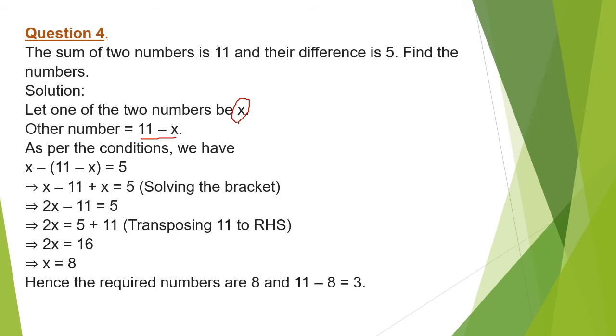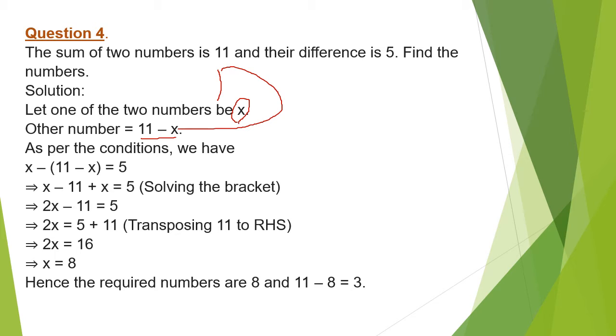If we transpose this plus x to that side, it becomes minus x. Children, if one number is x, another number is 11 minus x. It is easy to understand. If they said that the sum of the two numbers is 11, and we consider one number as x, then the other number is 11 minus x.